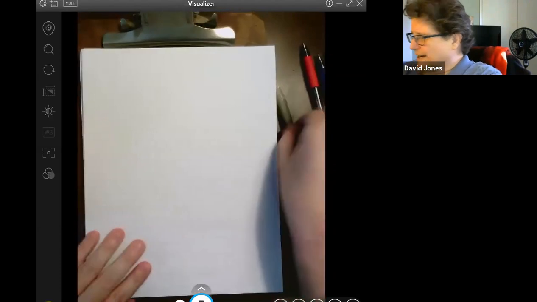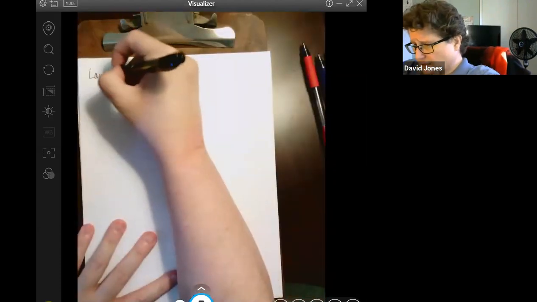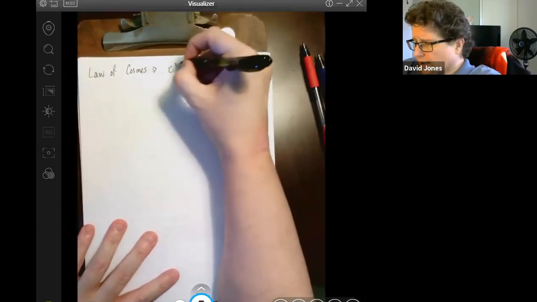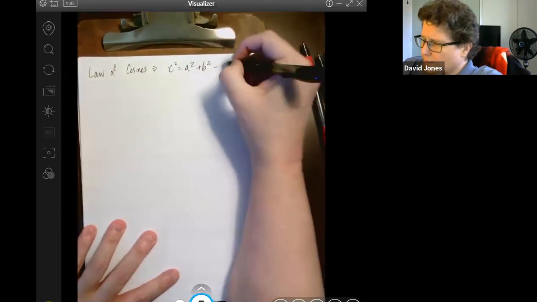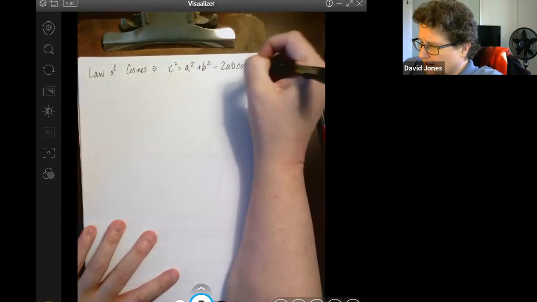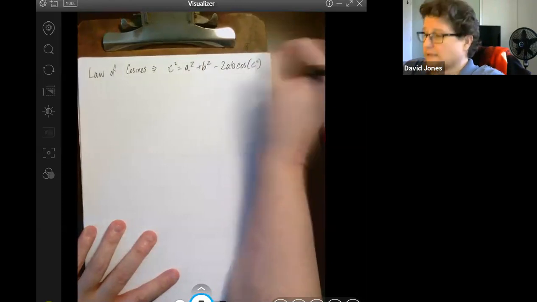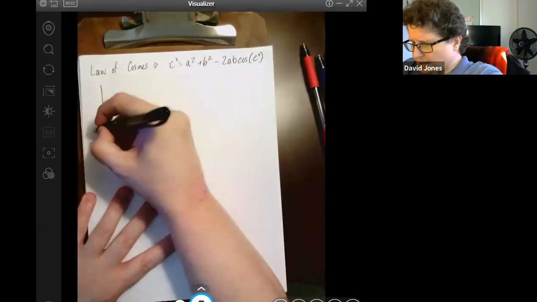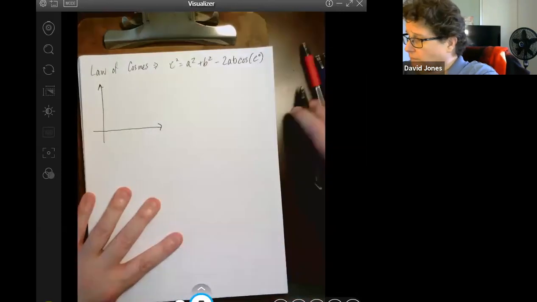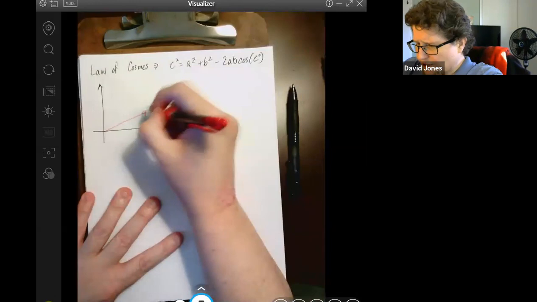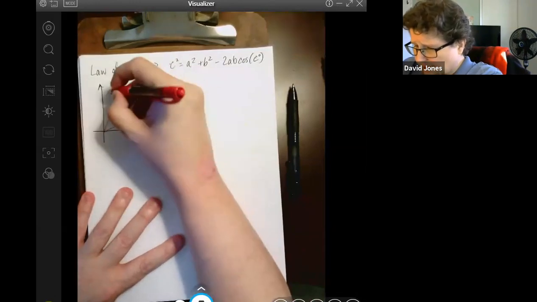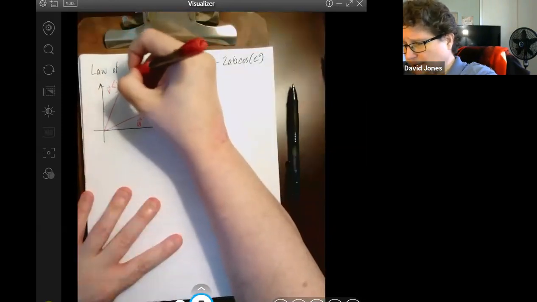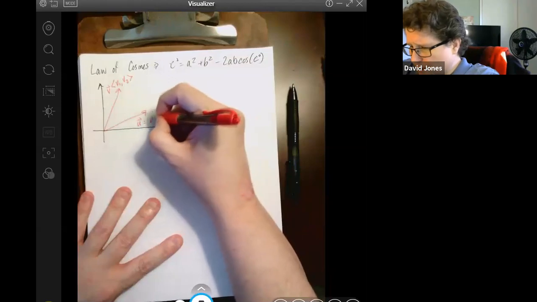So what was our law of cosines? We had c squared equals a squared plus b squared minus 2ab cosine of angle C. Okay, let's see how this applies to vectors in this form. Say I've got vector u, vector v. We'll call this v1, v2. We'll call this one u1, u2.